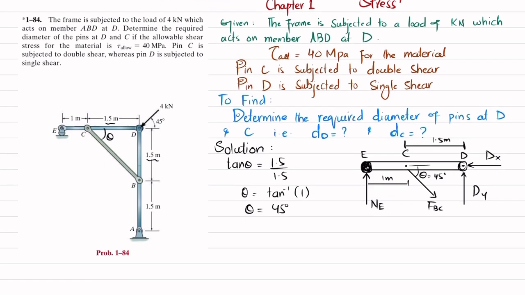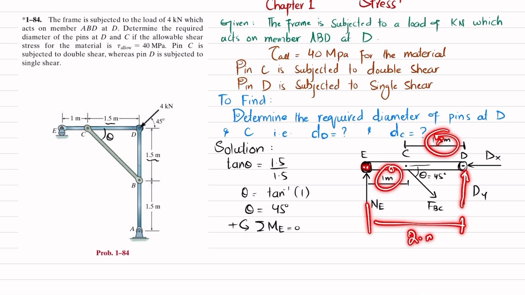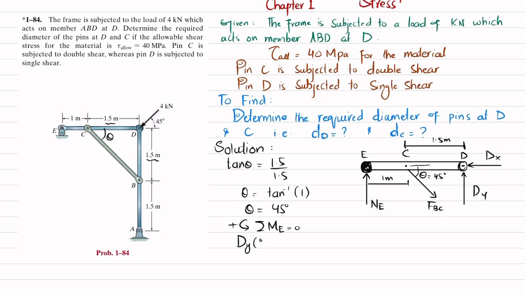Now we'll apply the equations of equilibrium in order to find Dx, Dy, and this FBC, because here you can see you have these pins at points C and D. So what will be the equations of equilibrium? The first equation of equilibrium is that the sum of all moments about point E is equal to 0, taking the counterclockwise moment as positive. About point E, the first moment will be this Dy, and the perpendicular distance is 1.5 plus 1, 2.5 meter, and this is producing a counterclockwise moment, so it will be positive. So I will write Dy into 2.5.